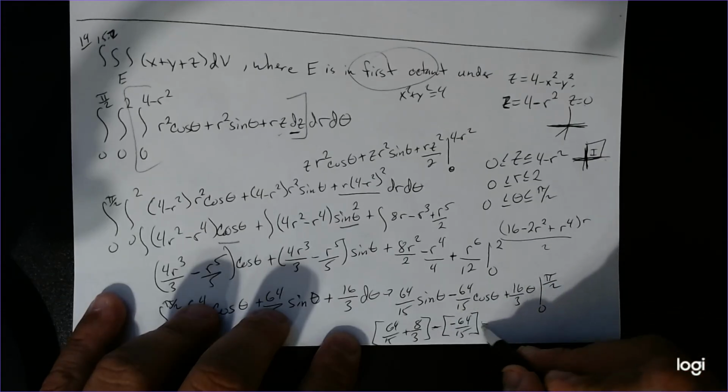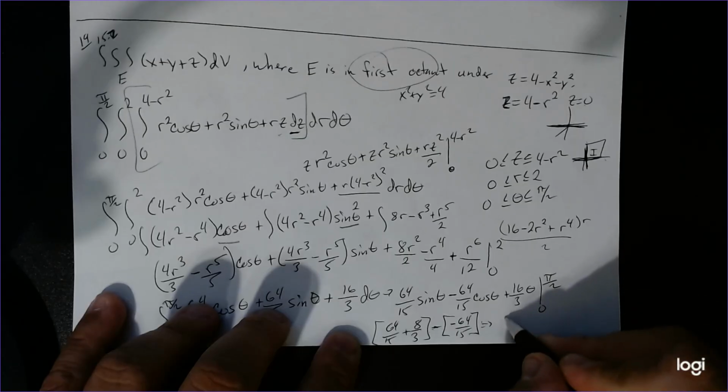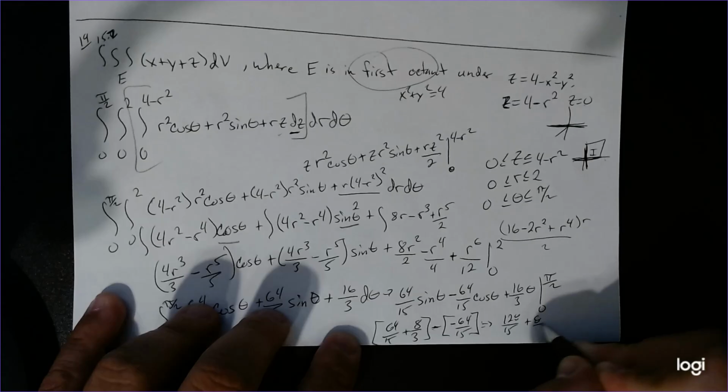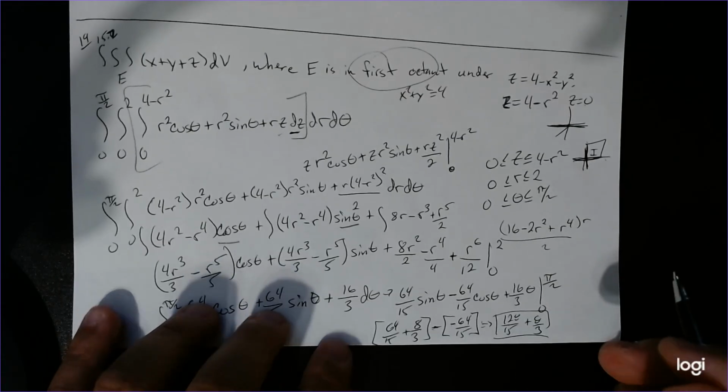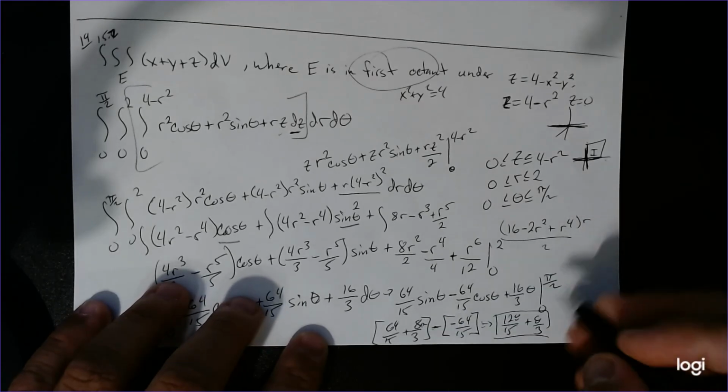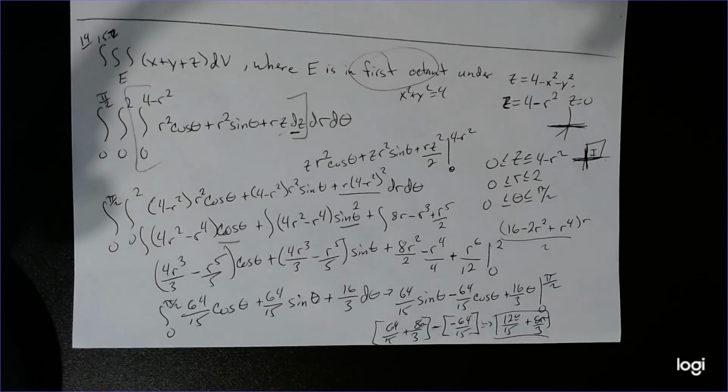So whatever 128 over 15 plus 8 over 3 ends up equaling is what I got. Oh, with the pi. Sorry, this is the pi here. This is the only one with the pi. Okay. Let's do one more.